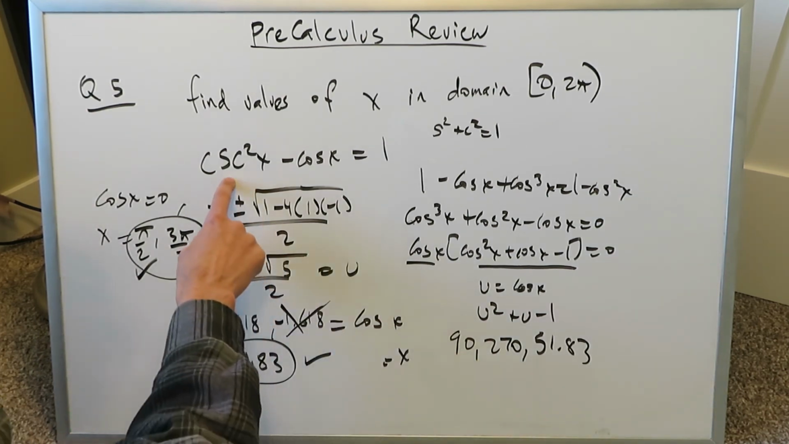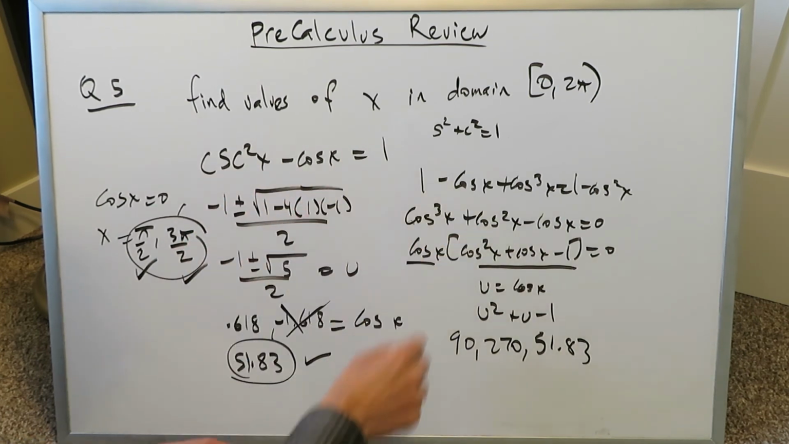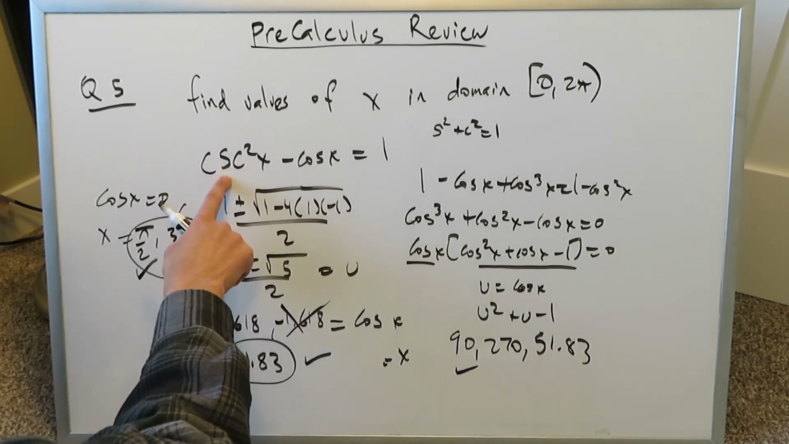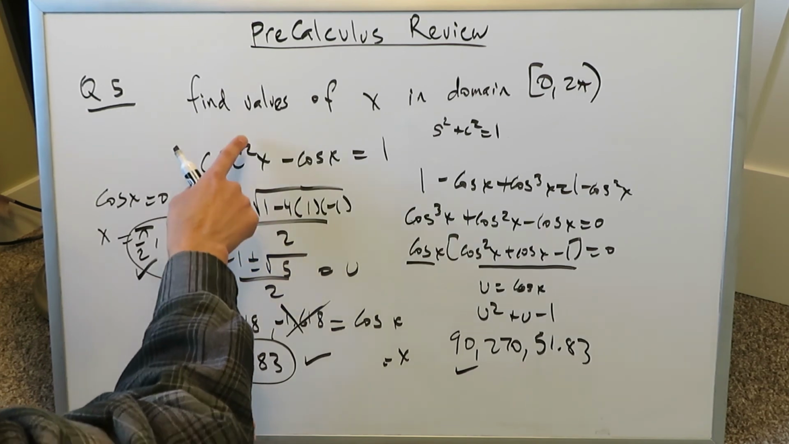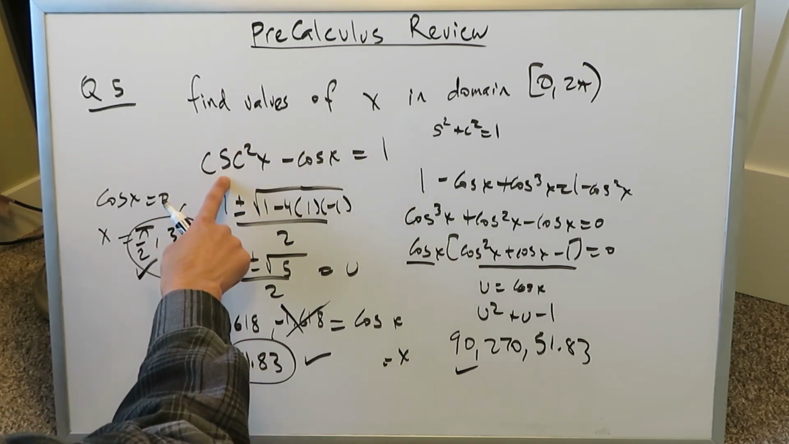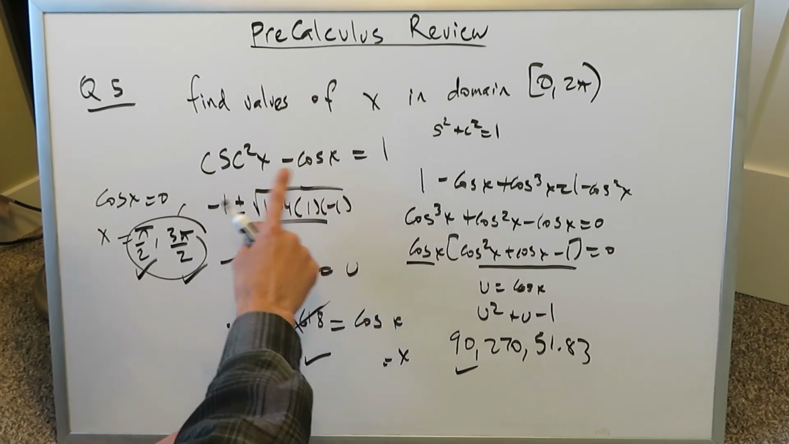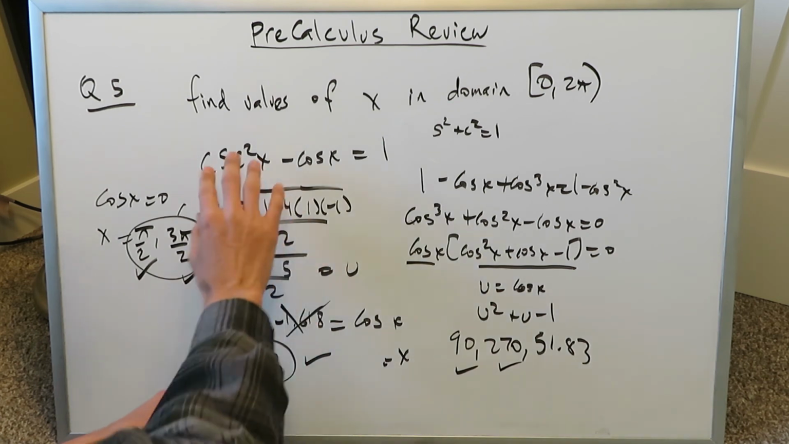If you do 90, it's a 1. You'll do 1 minus 0 is a 1, so 90 works out for sure. If you do 270, you're going to get a minus 1. Sine of 270 is a minus 1. When you square it, it becomes a positive 1. When you take the reciprocal, it's still a 1. 1 minus cosine of 270 is a 0. 1 minus 0 is a 1. That's true. Now we have to actually plug in 51.83 and do some work.